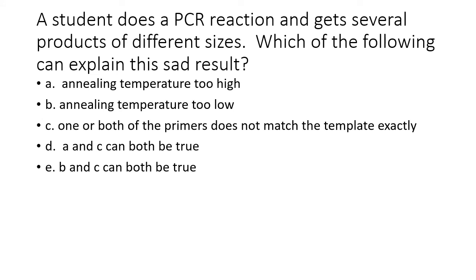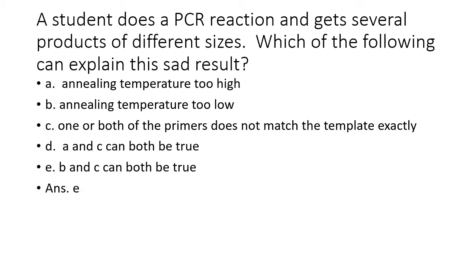Okay, a student does a PCR reaction and gets several products of different sizes. Which of the following can explain this also sad result? A, annealing temperature too high; B, annealing temperature too low; C, one or both primers does not match the template exactly; D, A and C can both be true; E, B and C can both be true.